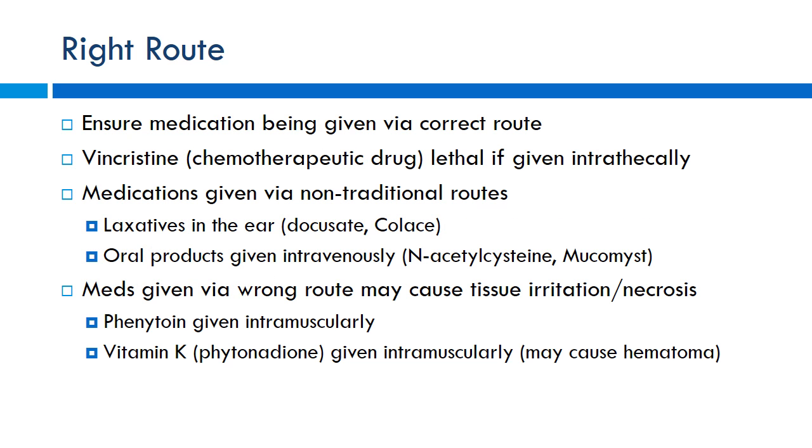Right route of medication is really super important. Certain drugs can be fatal if given via the wrong route. A popular chemotherapeutic drug called vincristine is very frequently given at the same time you're giving intrathecal methotrexate. Methotrexate you would give into the epidural space to treat certain types of cancers. If you give vincristine via that route, they're dead. So there are many things we do to make the process safer, to make sure we cannot give it via that route.